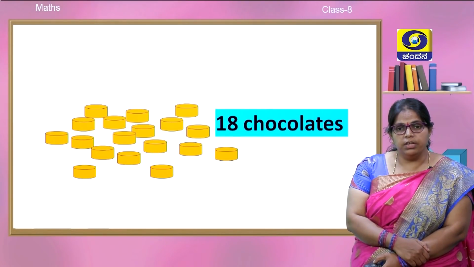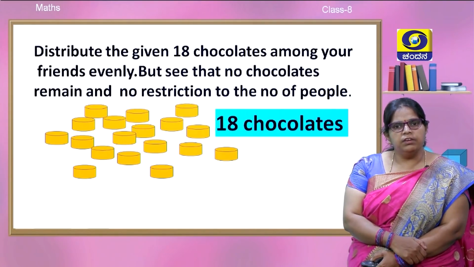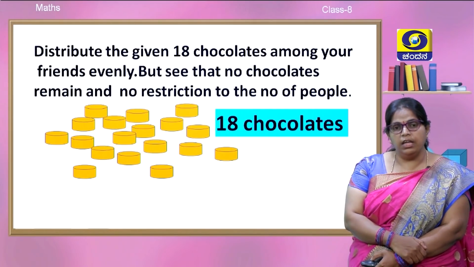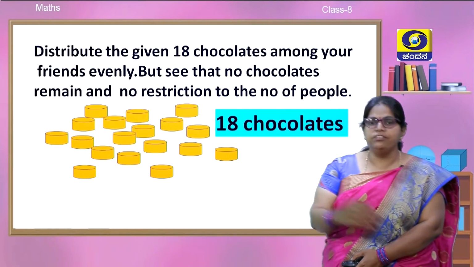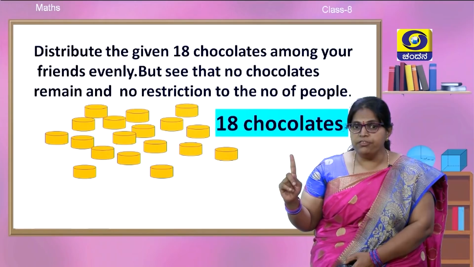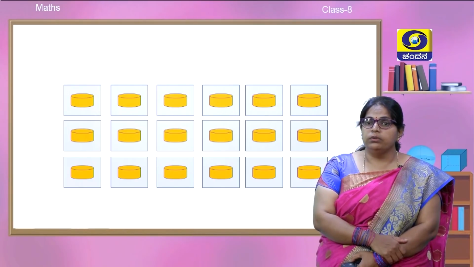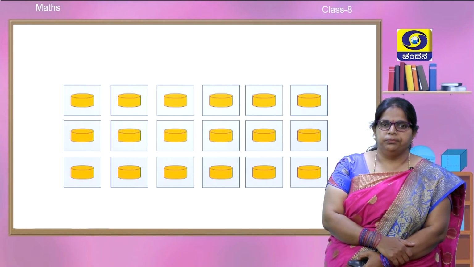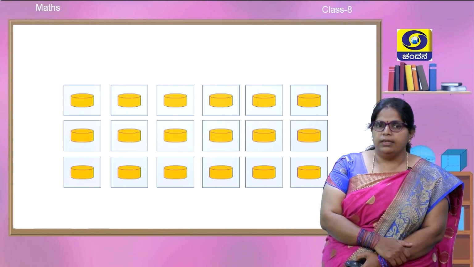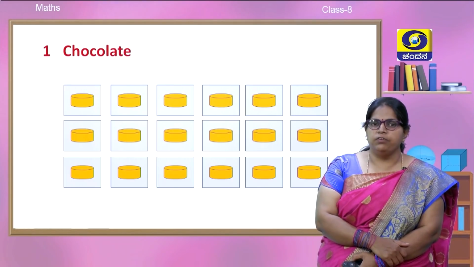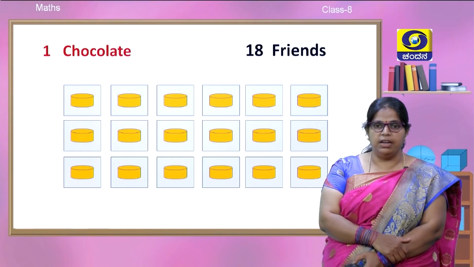Class 8 children were given an activity. It's like this. Distribute the given 18 chocolates among your friends evenly, but see that no chocolates remain after distribution and no restriction for the number of people. Let us see how they have distributed. Child 1. Children, how many chocolates they have given for each child? Yes, they have given 1 chocolate for each child. For how many? So, the child has given for 18 friends.